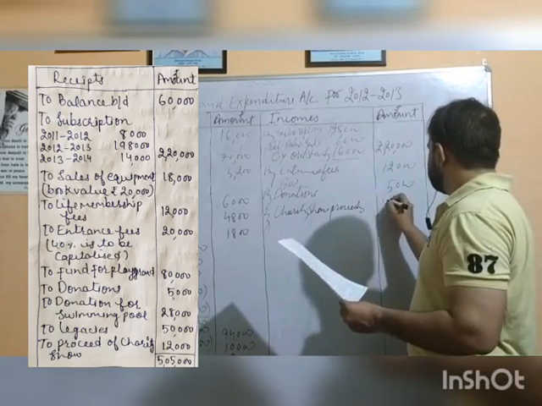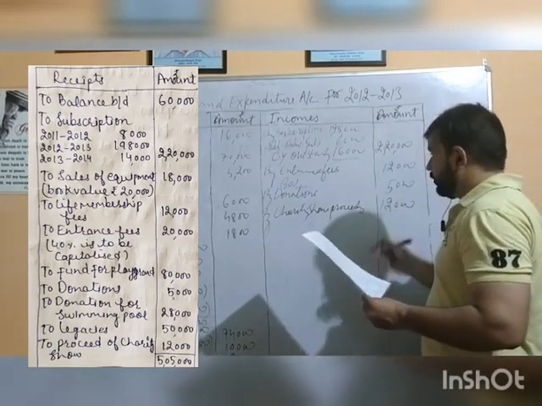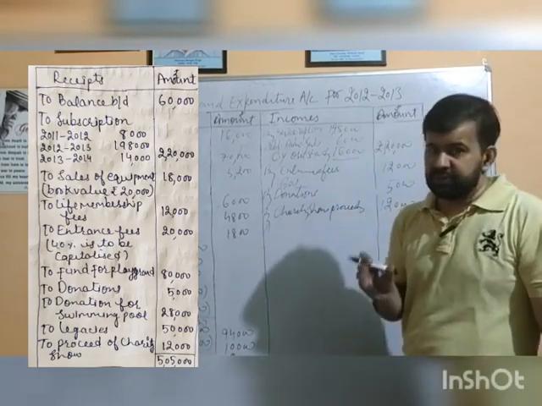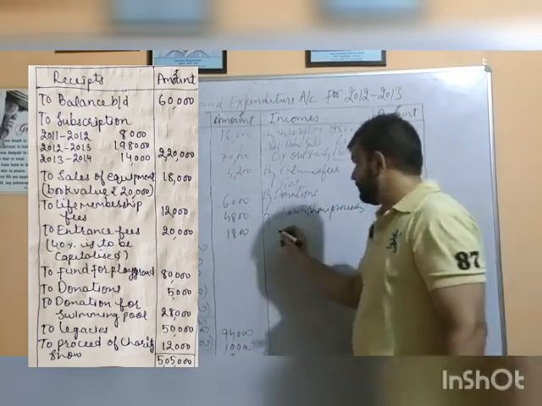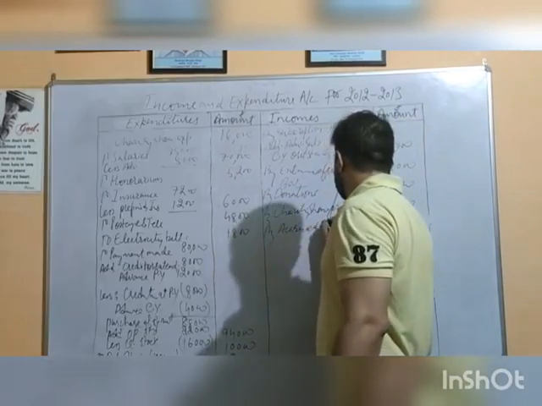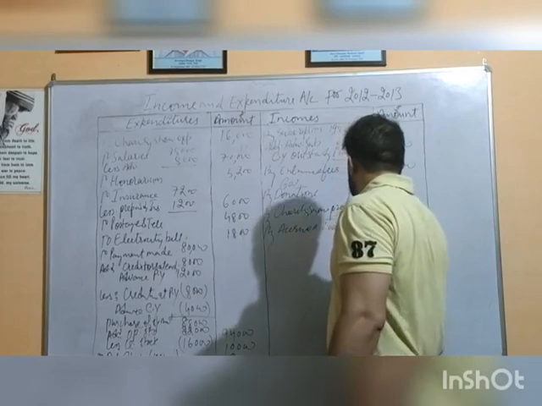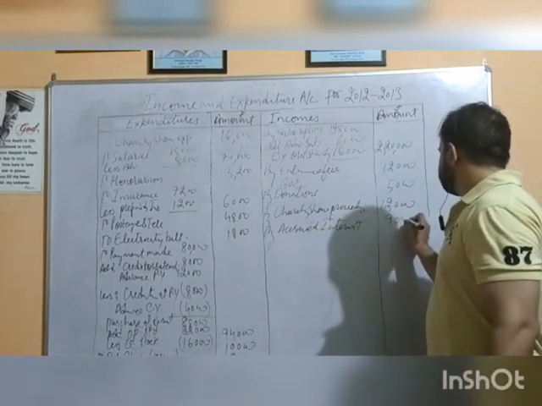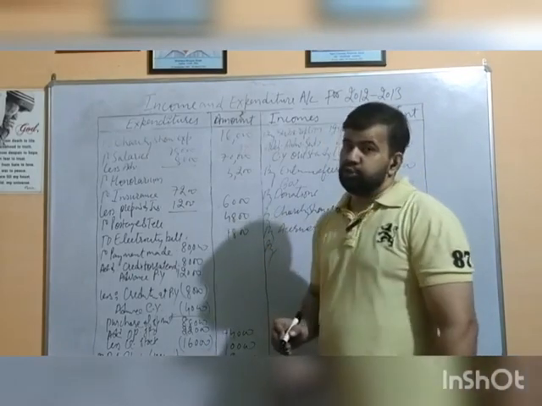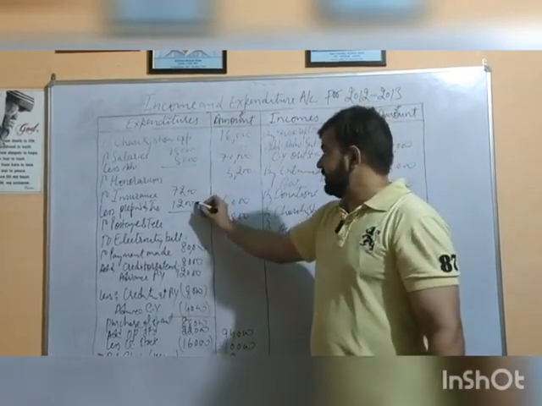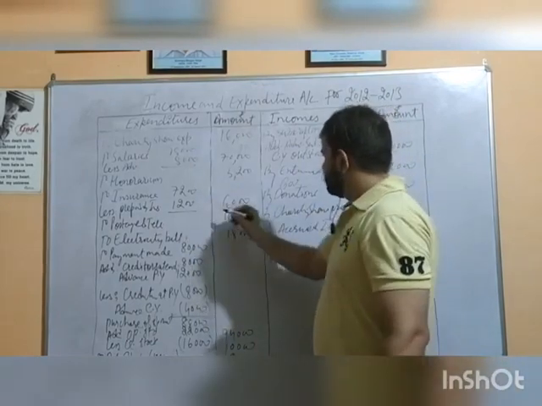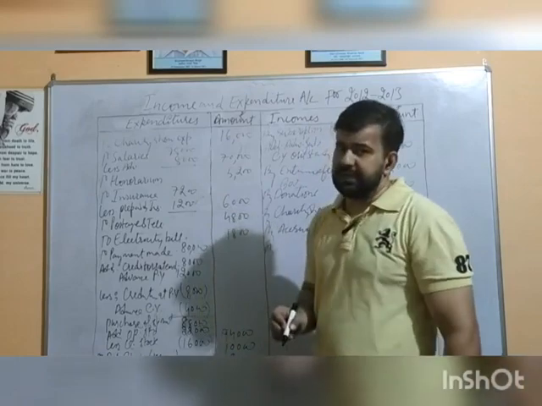Rupees 12,000 again. Now we are to write our adjustment. There is accrued interest of rupees 9,000 which is receivable on investment. We will write here by accrued interest, rupees 9,000. We are having prepaid insurance to the extent of rupees 1,200 which we have subtracted here. Okay, accrued interest is here. This is to be shown in the closing balance sheet on the asset side.